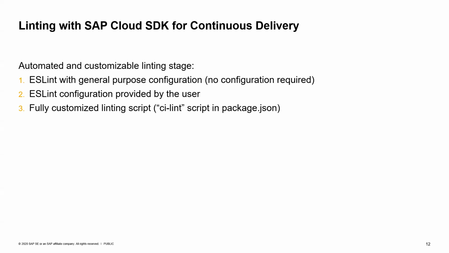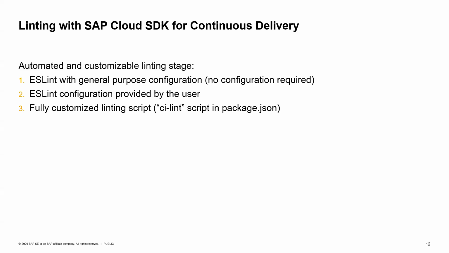But we also, of course, have options for more advanced users. So the second option would be for users that might already be aware of linting and might already use ESLint, but don't have custom requirements that would require any custom linting scripts. So in this case, the pipeline would use an existing ESLint configuration if the user provides it as part of their project to execute ESLint with.